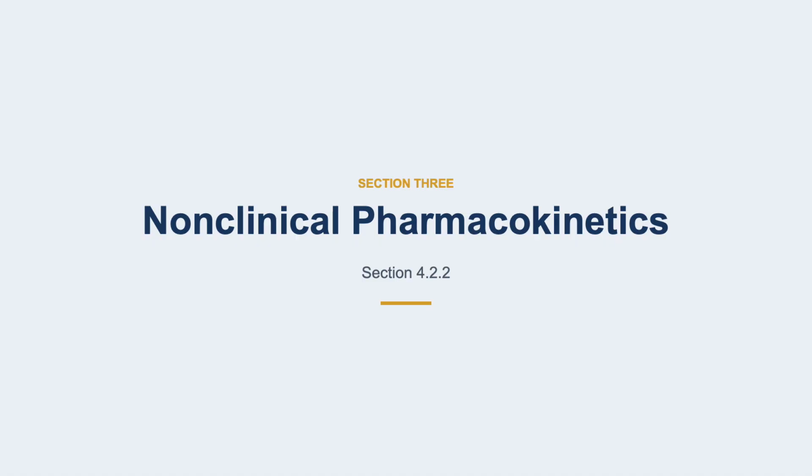Now let's move to section 4.2.2, non-clinical pharmacokinetics. While pharmacology tells us what the drug does to the body, pharmacokinetics describes what the body does to the drug. Understanding these properties is essential for predicting human exposure and designing appropriate clinical dosing regimens.